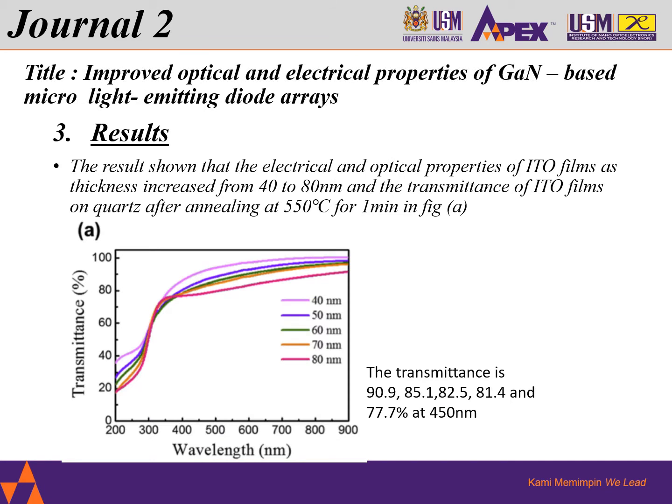The next process that will be shown refers to the results based on the characteristics, and will be based completely on this study in terms of electrical and also optical properties. Based on this slide, you can see the results showing the electrical and optical properties of ITO film as the thickness increased from 40 to 80 nanometer, and the transmission for the ITO film on the quartz after annealing at 550 degrees C for 1 minute. You can see that all the transmission increased at 450 nanometer.